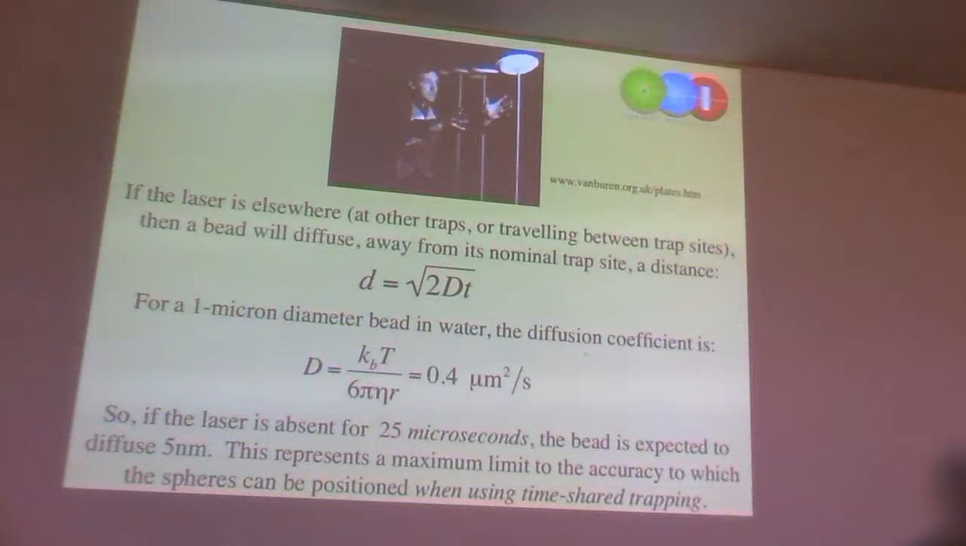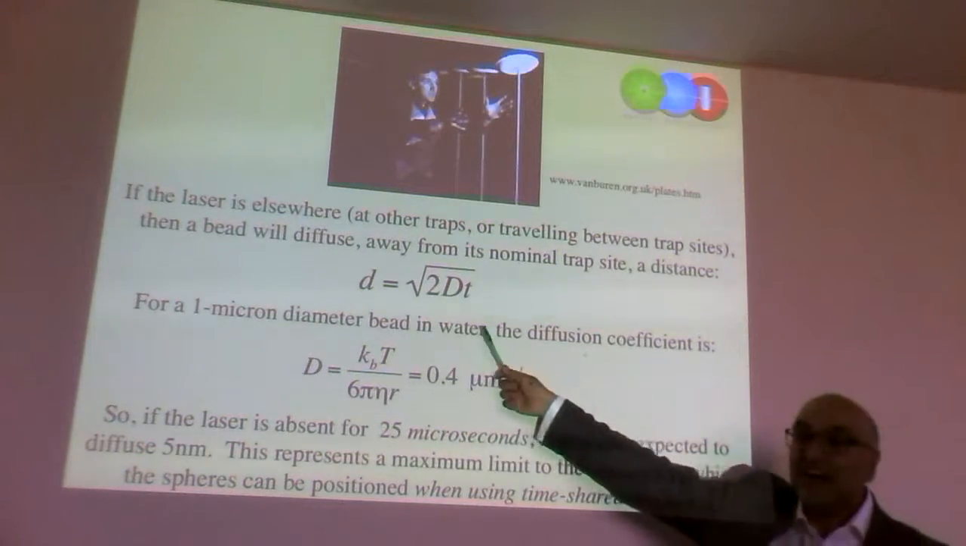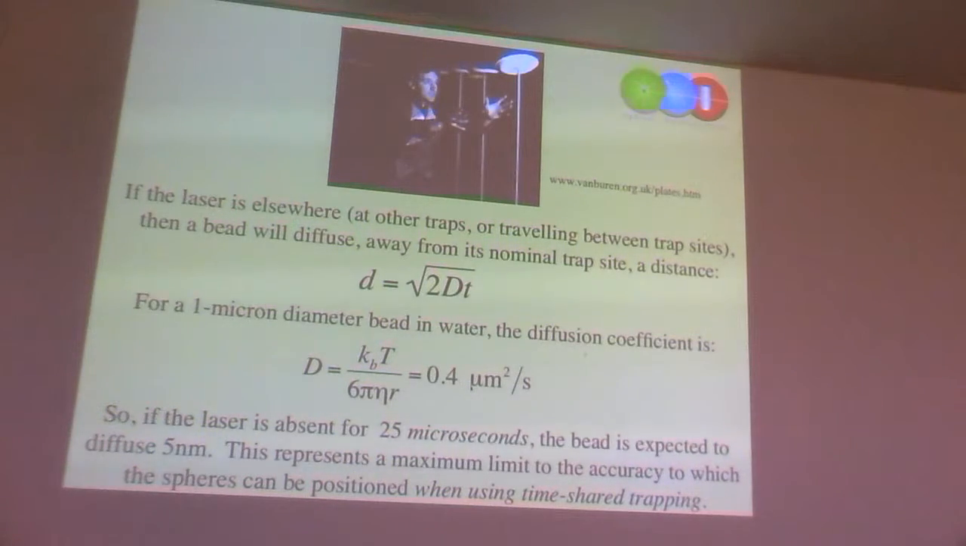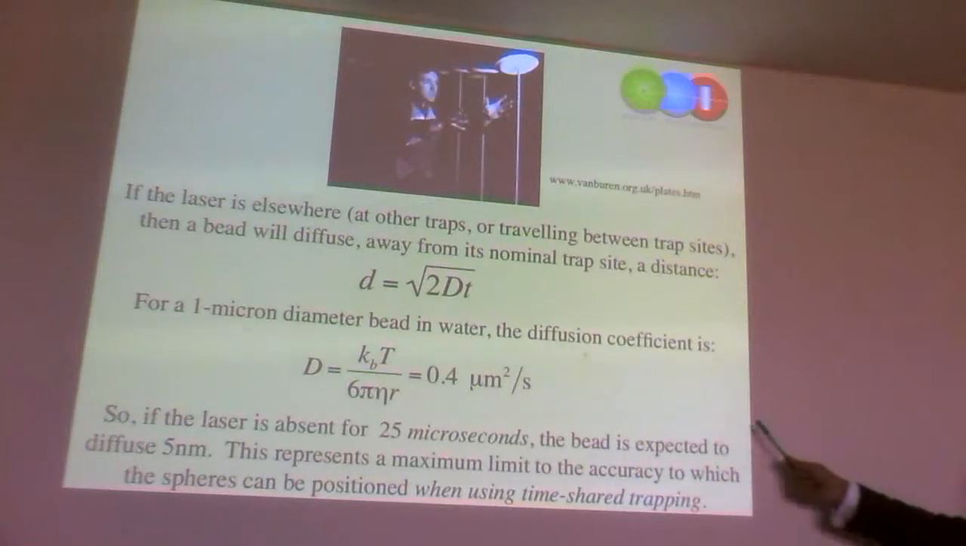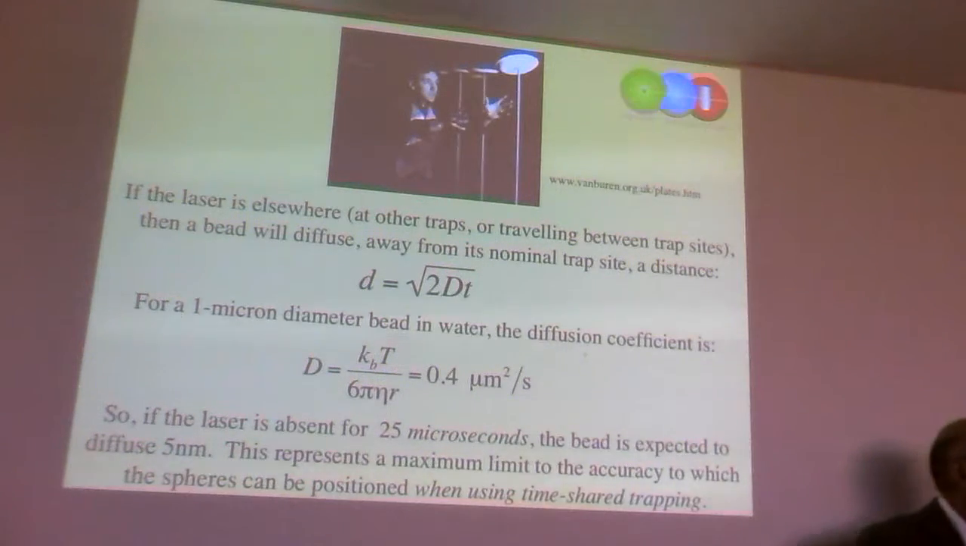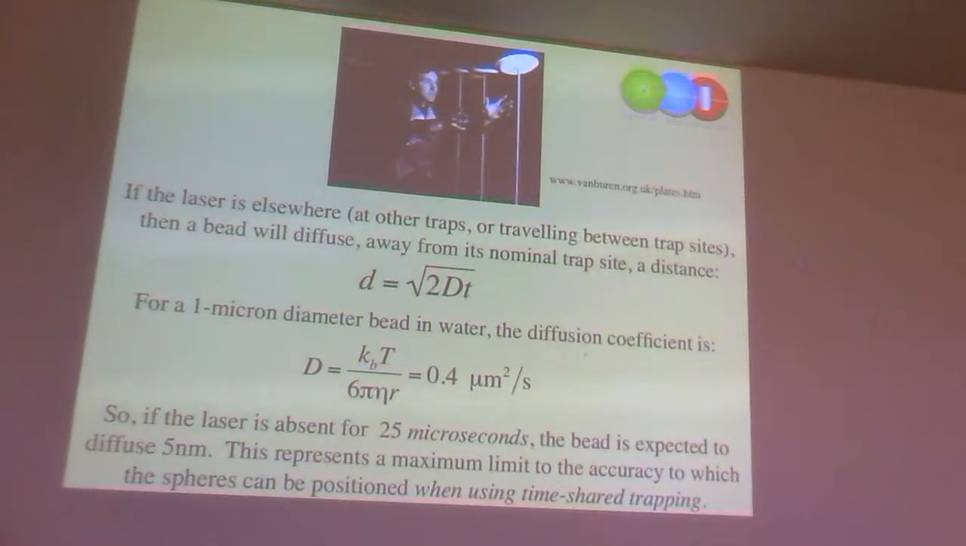How do we put that into physics terms? You put it in the Einstein diffusion, square root of 2Dt. I'm diffusing while I'm away. How far do I go? It depends on my t, and t is how long the AOD takes to get back to me. Put in the numbers. For a 1 micron bead, if I'm away for 25 microseconds, I'll have gone 5 nanometers. It's a good calculation to do.